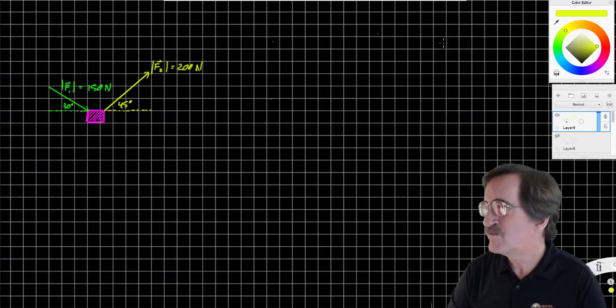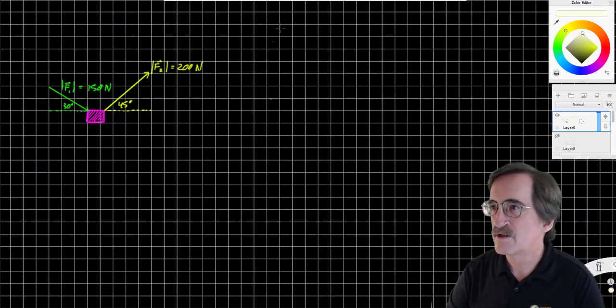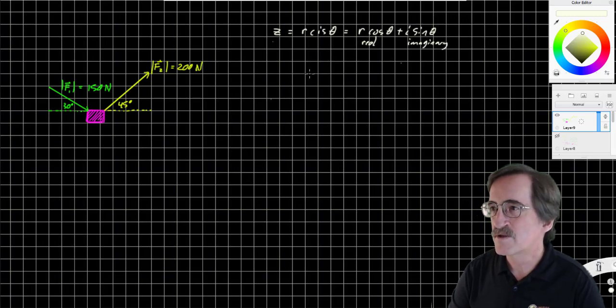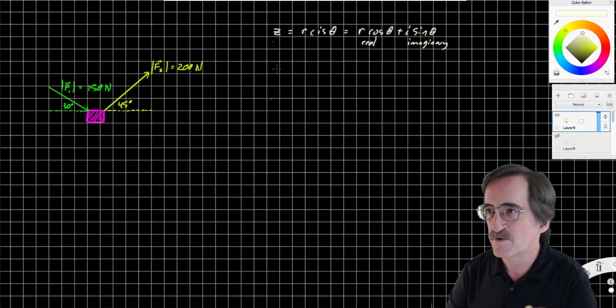And you may recall this formula here. If we have a complex number z, it can be represented as r cis theta, which stands for r cosine theta plus i sine theta, where this is the real and this is the imaginary part of the complex number. And I bring this up because this has a lot to do with what we're doing here.